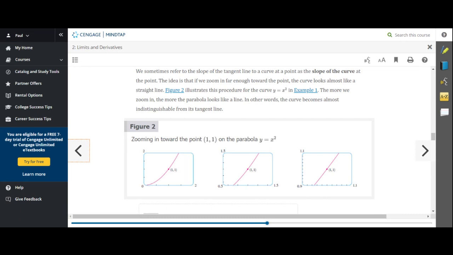So that's one of the big things you're going to do in section 2.6: finding slopes of tangent lines, using 2 points on a curve, and then finding the equation of the tangent line.